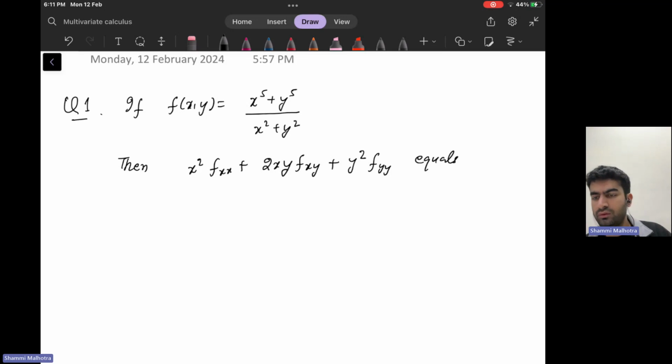But we can observe one thing: the function given to us is a homogeneous function. Let us prove it is homogeneous and see what the homogeneous degree of this function is. Once we have that, we saw in the theory that this expression can be directly evaluated with the formulas which we have derived. So let us see what degree of homogeneity it possesses.